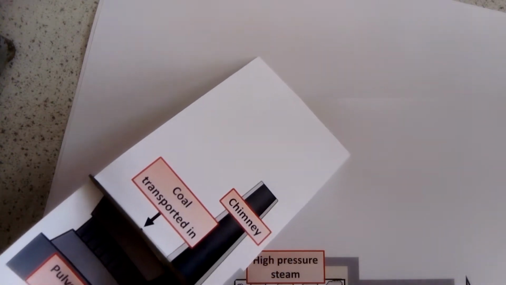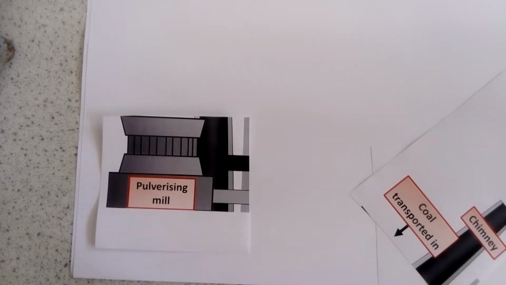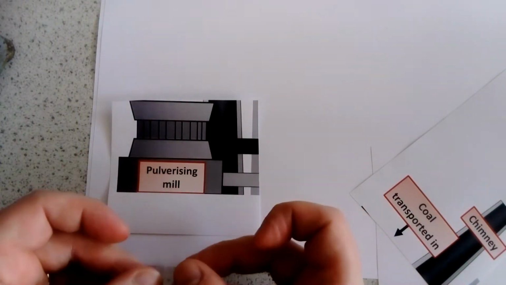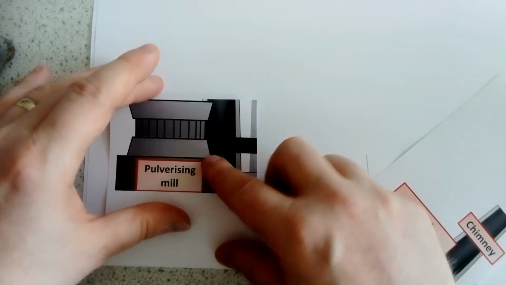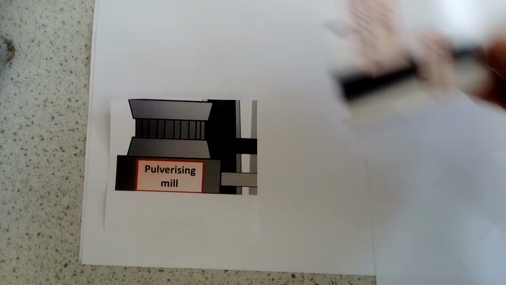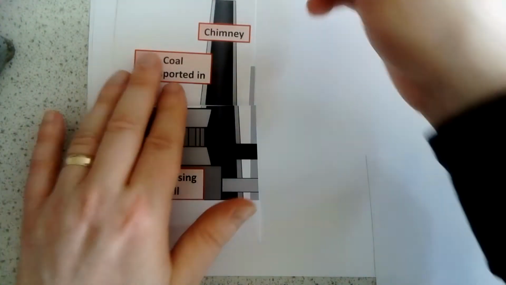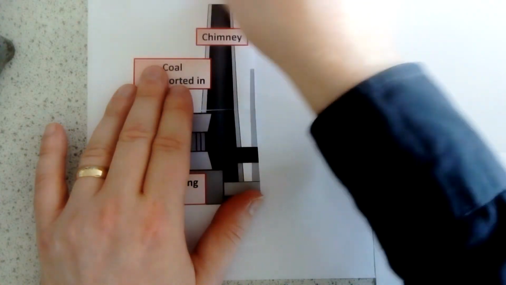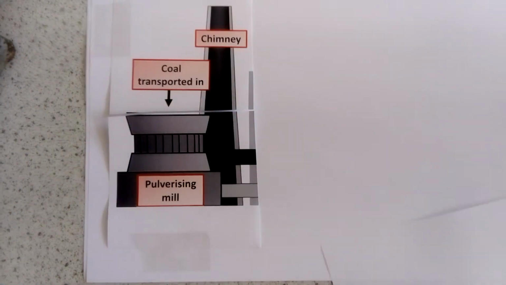You're going to do it more neatly than me. Slice things up, and you might use glue, not sellotape. So you'll have different parts that open up. Your pulverising mill part will open up, and you can write behind it what's happening. Your chimney will open up, and you can say what's happening there, so the waste gases are escaping.